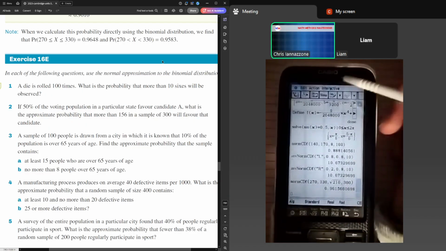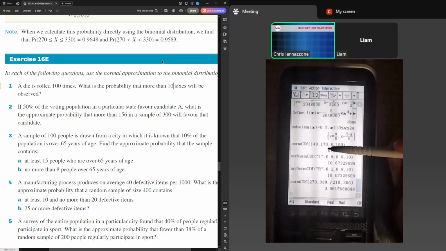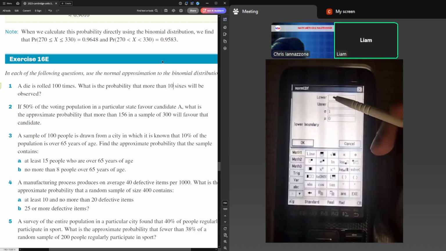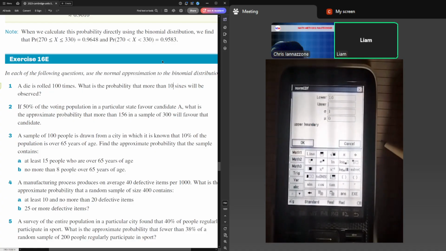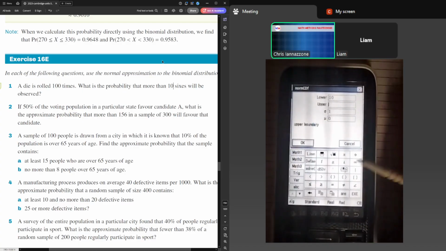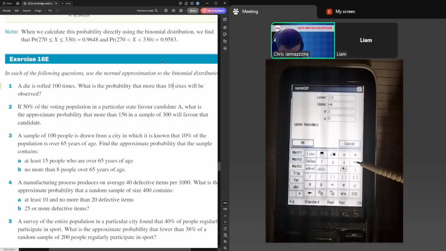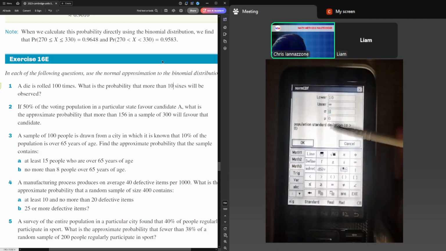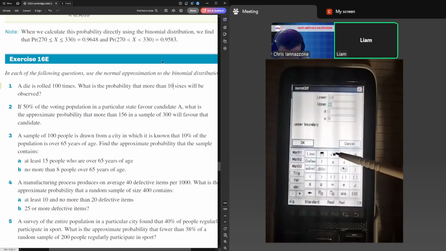Okay, let's bring it up. Get distribution, continuous, norm CDF. For the lower bound, it's more than 10, so 10 is the lower bound for this one. Now for the upper bound, infinity, let's have a look and see if we can find it. It's in math 3 right there. Standard deviation we have to calculate, mean we have to calculate, but if you have to use infinities, you'll use it in math 3.